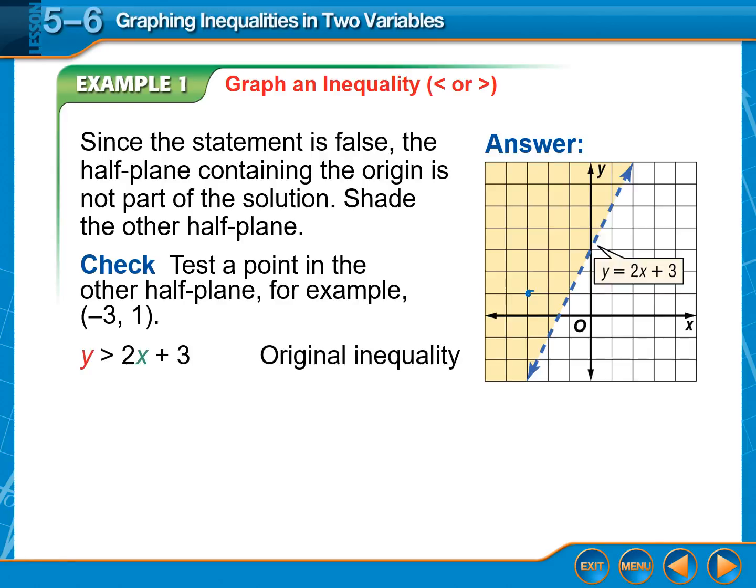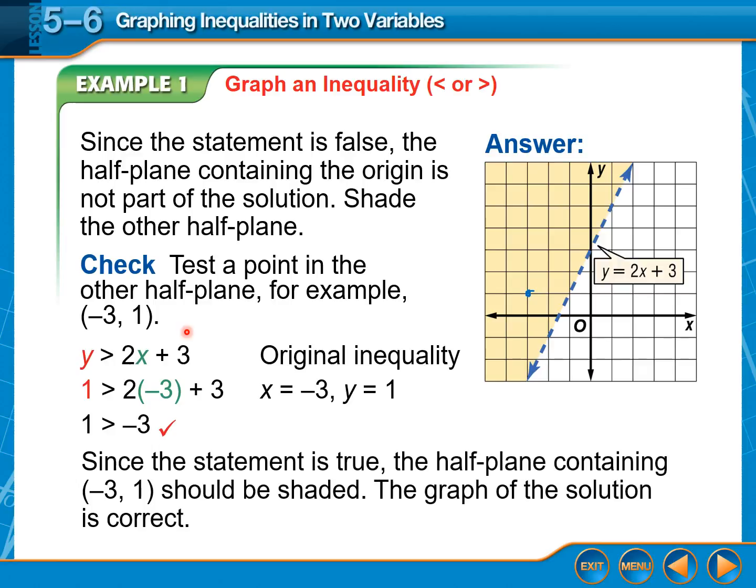So again, we use our inequality. y is greater than 2x plus 3. But now x is -3 and y is +1. So 1 is greater than 2 times -3 plus 3. 2 times -3 is -6. -6 plus 3 is -3. So is 1 greater than -3? Yes, it is. So this side is in fact true. So everything on this side of the boundary line is a solution to our original inequality. Okay. So that means this graph is correct.